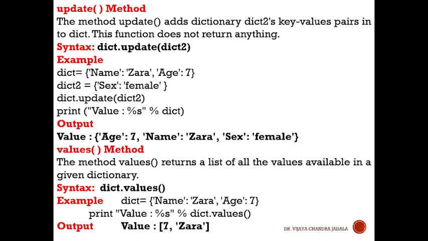The update method. The method update adds dictionary dict2's key-value pairs into dict. The function does not return anything. dict.update(dict2). Example: dict equal to {'name': 'Zara', 'age': 7}; dict2 equal to {'sex': 'female'}; dict.update(dict2). Print the value as %s of dict. So the value will be given: age, name and sex.